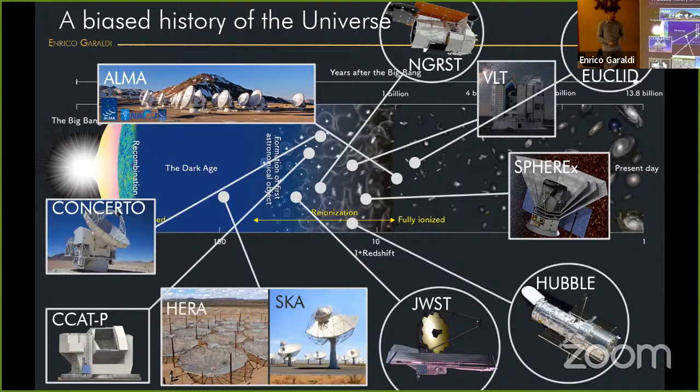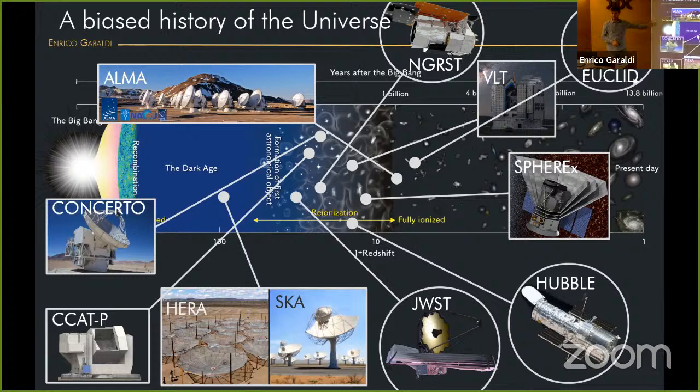Another form of line intensity mapping is done by instruments like HERA and SKA. They target the 21 centimeter line of neutral hydrogen at higher redshift than CONCERT and SIKAT Prime. And what they are trying to do is essentially to get a constraint on the evolution of the reionization. So in particular, SKA aims at providing a tomographic view of how the intergalactic medium was reionized. SPHEREx is another instrument that is going to do Lyman-alpha and other lines intensity mapping as well at high redshift.